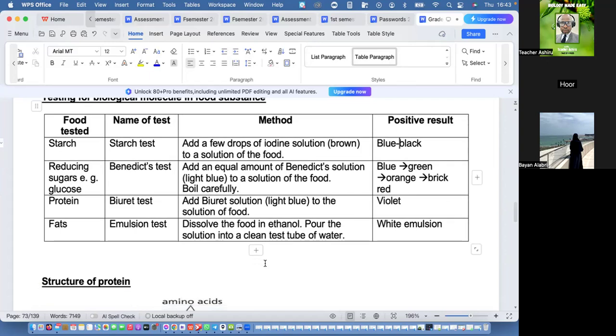When you do so, you will see that after a period of time, there is a white emulsion beneath the solution. You see white emulsion. Now, that cloudy white emulsion in the test tube is indicative of the presence of fat. It indicates that there is fat in the food that you are testing.